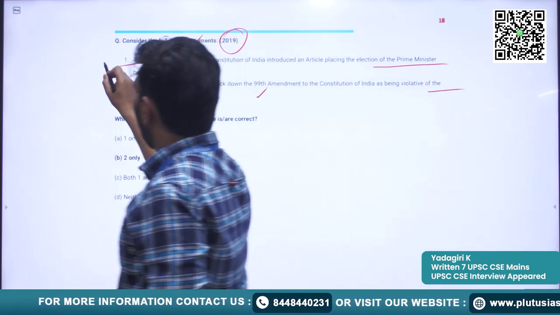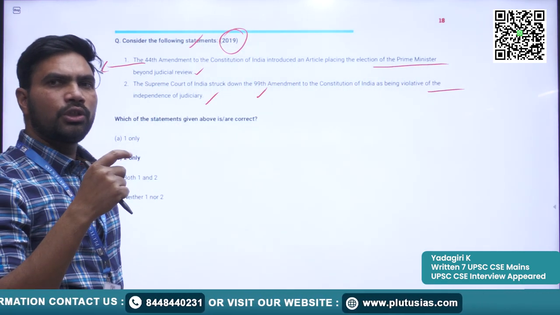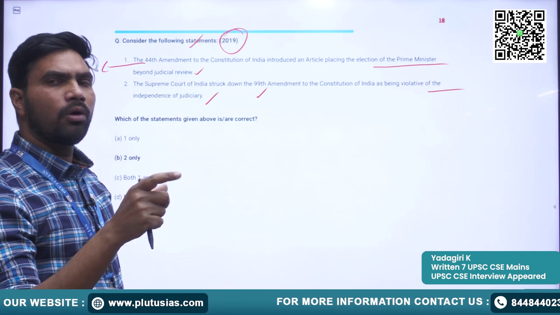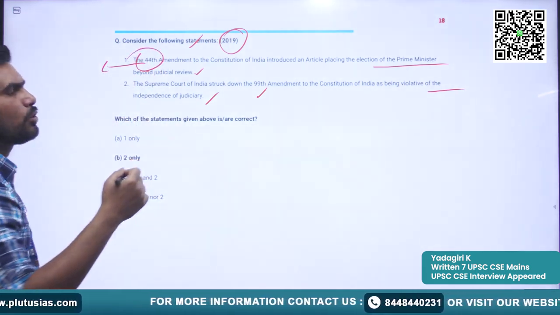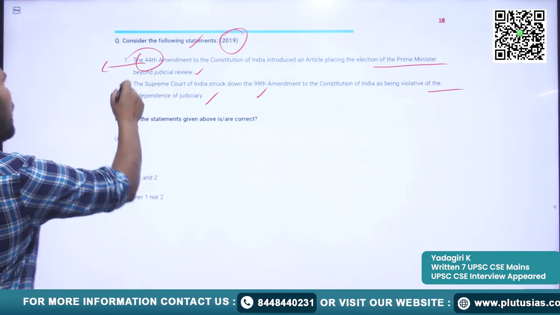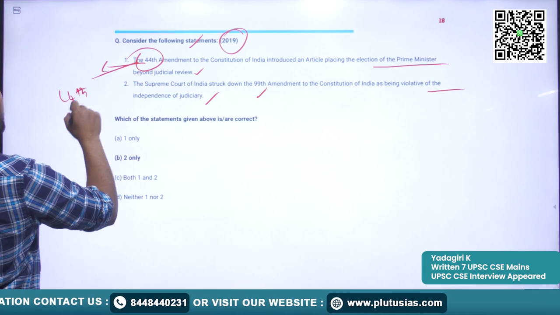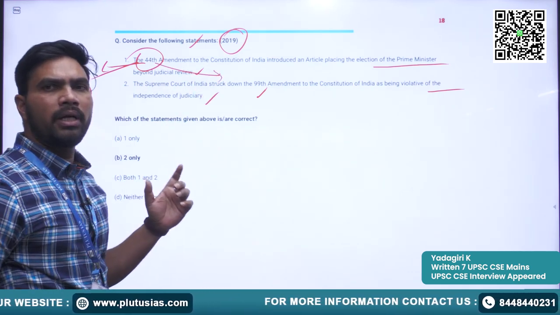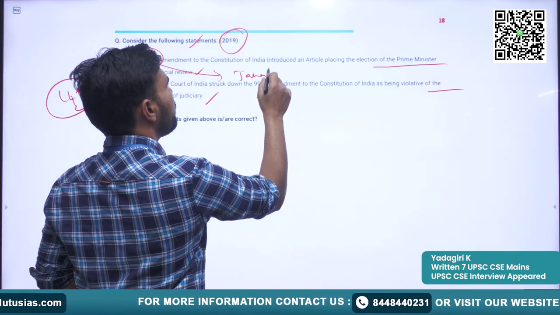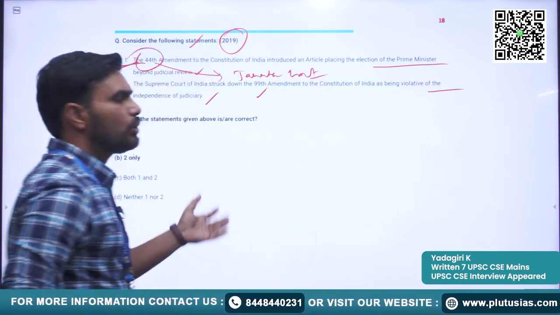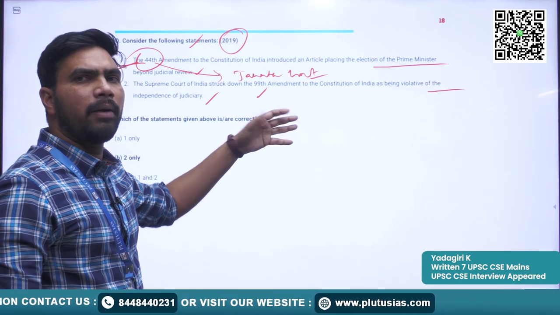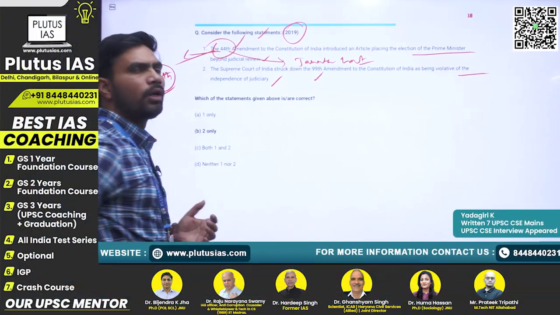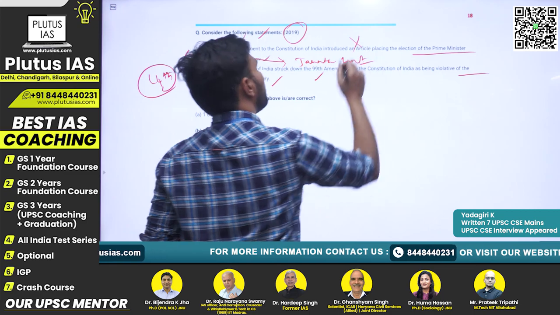So we can see the first statement. There was an amendment to the Constitution saying that the election of the Prime Minister is beyond the judicial review power of the Supreme Court or the judiciary, but this was not made through the 44th Constitutional Amendment. It happened before the 44th Constitutional Amendment Act, during the Prime Ministership of Mrs. Indira Gandhi. The 44th Constitutional Amendment was made during the Janata government period. Right. So though there was a constitutional amendment saying that the election of the Prime Minister is beyond the judicial review power, it was not made under the 44th Constitutional Amendment Act. So basically, this statement is wrong.